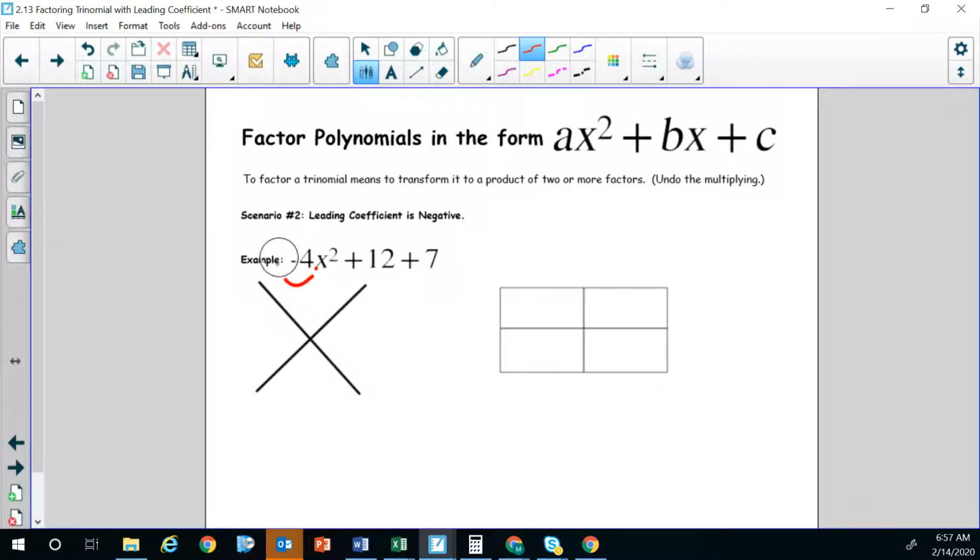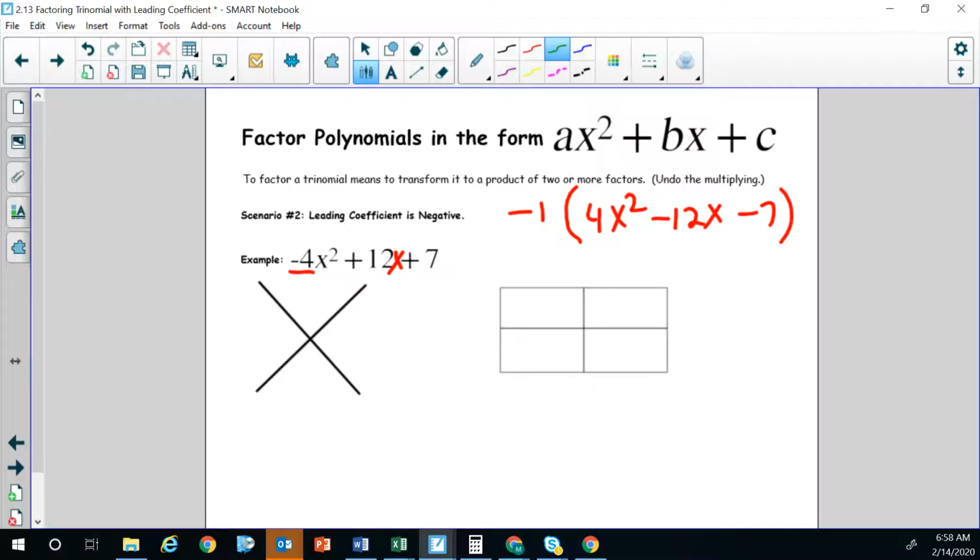Now the goal here is to make the -4 positive. And how do we do that? First, we factor out a -1. And to do that, we write -1, then in parentheses, and then we're going to change all the signs on the polynomial. Therefore, the -4 becomes a positive 4x squared, the 12 becomes a -12, and the 7 becomes a -7. And I'm sorry, this should be 12x right here. Okay? So that is factoring out a -1.